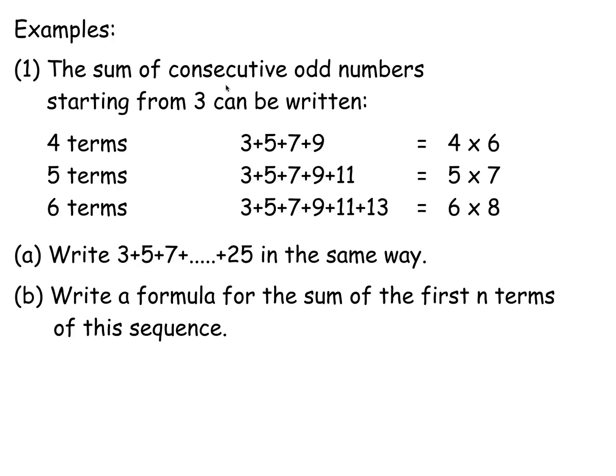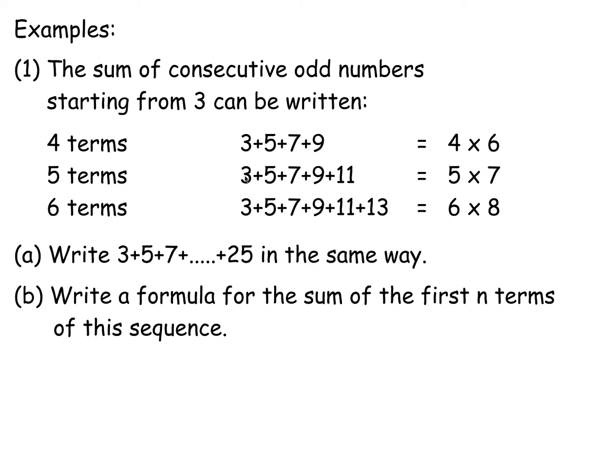So here's an example of consecutive odd numbers. That means one odd number following on from the other. So here, 4 terms: 3 followed by 5 followed by 7 followed by 9. They're added up. That sum on the left comes to the same as this product, multiplication on the right, 4 times 6. So that's 4 terms, 4 consecutive odds.